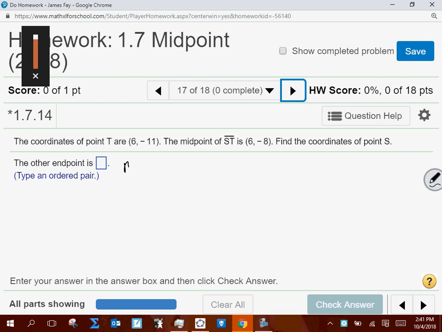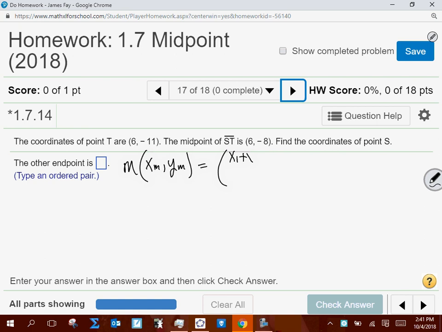This formula, where the midpoint, which is an x comma y, an ordered pair, is always going to be equal to the average of your endpoints as an ordered pair.